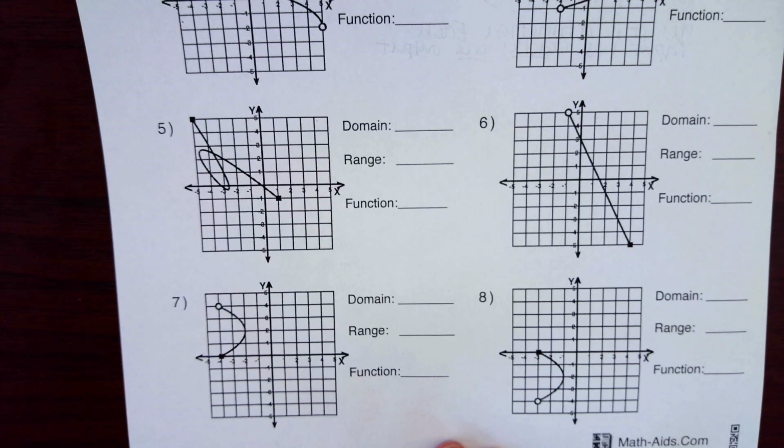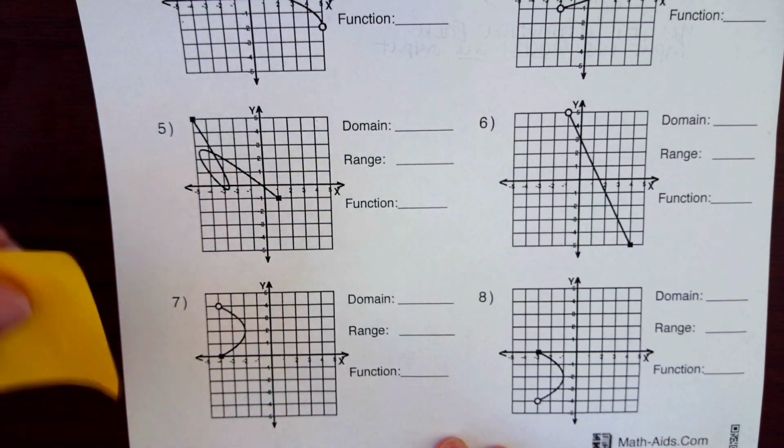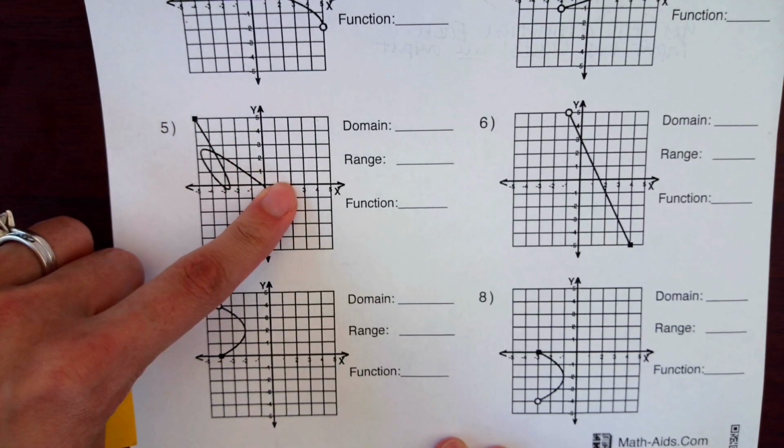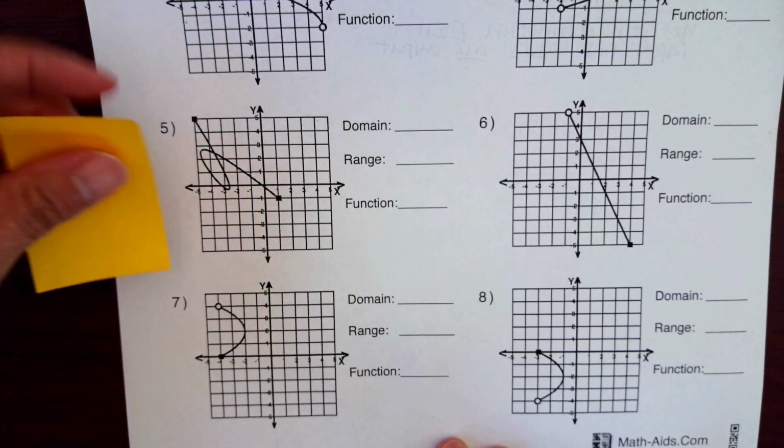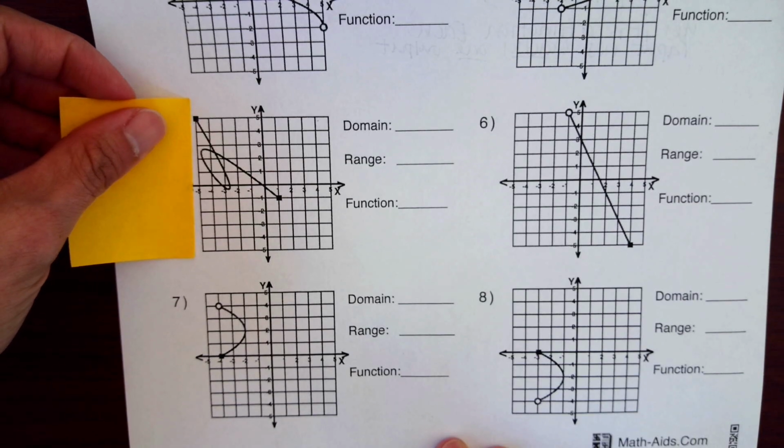So 5. This one I am going to use my sticky note for because this graph looks really weird. But a weird graph doesn't mean that the domain is any more difficult to find. You can see that it's all connected. So there's no holes anywhere, and we have solid points.